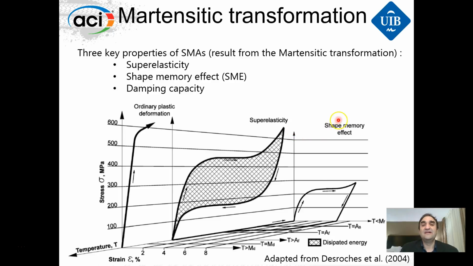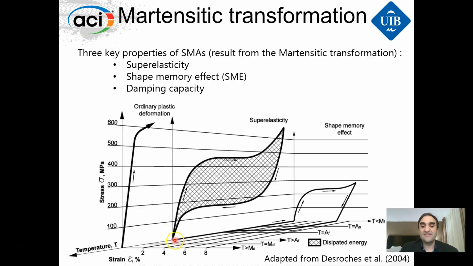Well, what are the key properties of shape memory alloys? There are 3 key properties. You can see them here: superelasticity, shape memory effect, and damping capacity. All of them are the result of the so-called martensite transformation. Superelasticity, you can see it here. In this axis we have stress, and here we have strain.